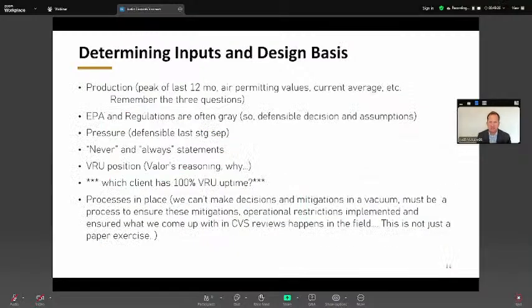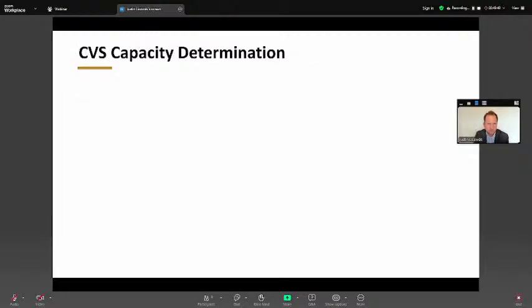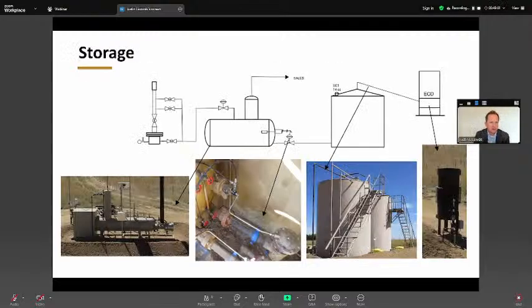So how we actually determine all our inputs for our design basis is looking at production, EPA regulations, and pressures. And I'm going to really kind of jump through and start looking at some capacity determinations on how we actually look at it. So that's the crux of all of this. We want to identify what our inputs are, but we also want to determine how we actually calculate what our CVS capacity is. And so throughout your system, you've got multiple components of your CVS.